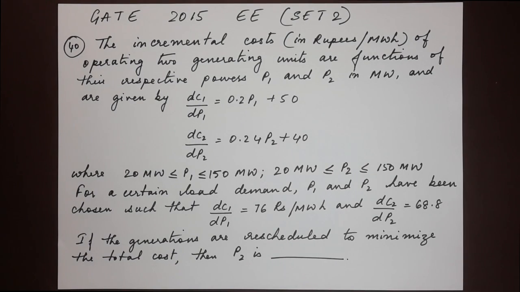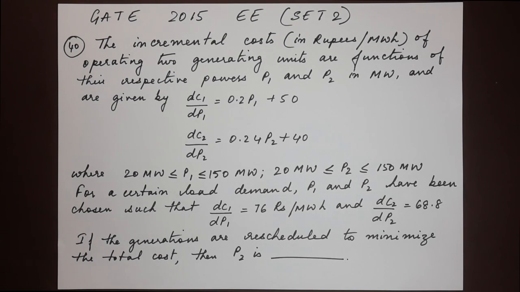Here's the next question, number 40. The incremental costs in rupees per megawatt hour of operating two generating units are functions of their respective powers P1 and P2 in megawatts and are given by dC1/dP1 equals 0.2 P1 plus 50, dC2/dP2 equals 0.24 P2 plus 40, where P1 lies between 20 megawatts and 150 megawatts and P2 lies from 20 megawatts to 150 megawatts.